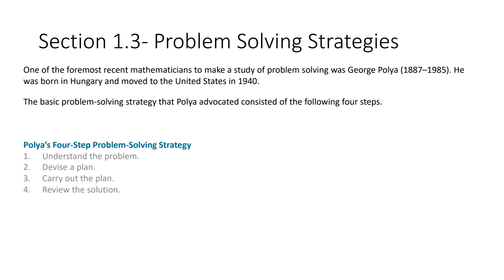Section 1.3 is actually talking exactly about George Polya. Like I mentioned, he was a mathematician from Hungary that moved into the United States in 1940, and he created steps to help us solve mathematical problems. So the four-step problem-solving strategy that he recommends is: number one, understand the problem.